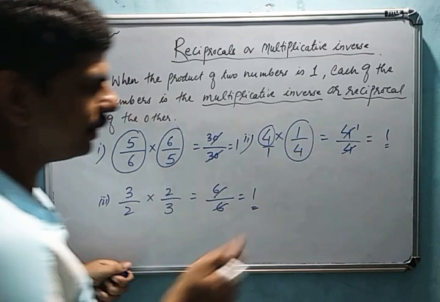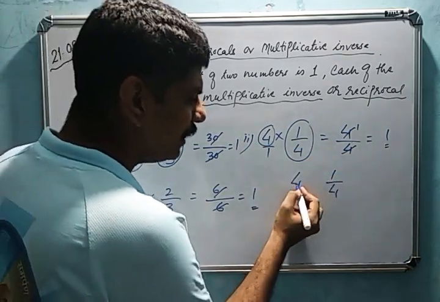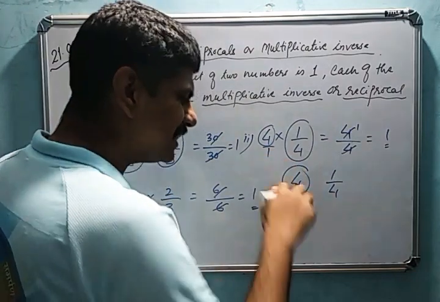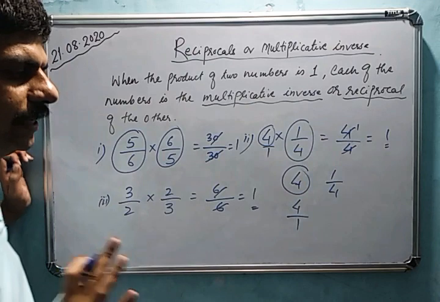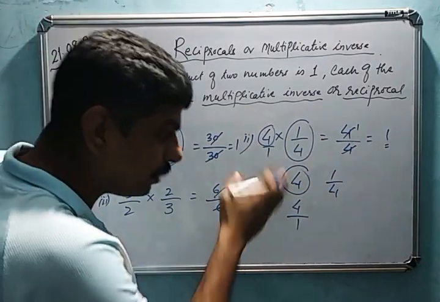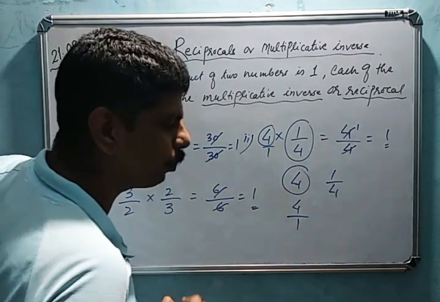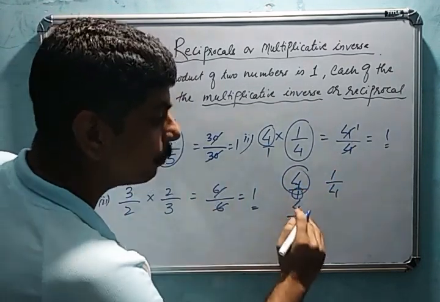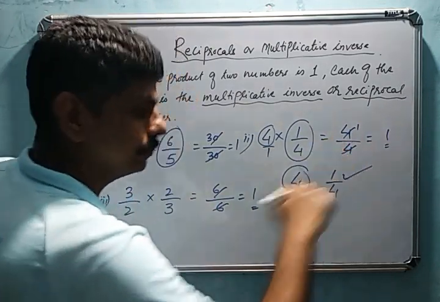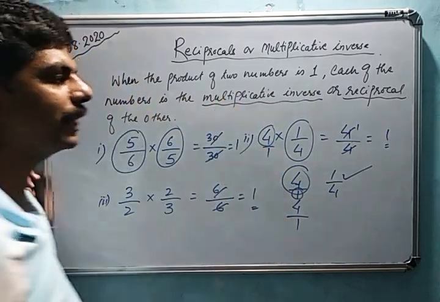Now you may be wondering, what about 4 and 1 by 4? So I tell you that when you have written 4, its denominator is 1. Remember, which we don't write conventionally. So that means there is 1 and you are writing reciprocal 1 by 4. So when you don't write it in the denominator, it's okay, no problem. But in the numerator, it has to be written 1 by 4. So that is how you get multiplicative inverse.